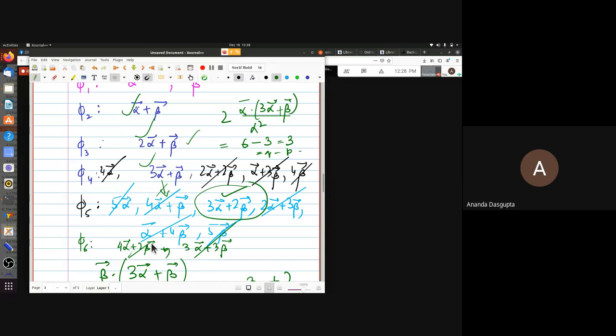Is that clear to everybody? If you have a confusion, please let me know. This is a critical part of the argument. It's a pretty straightforward thing, but you have to be systematic. And it's very easy to lose out on a root like 3 alpha plus 2 beta if you're not being very careful.